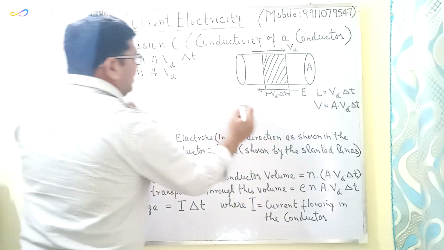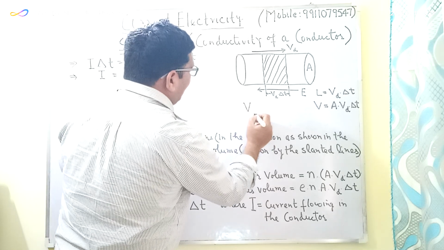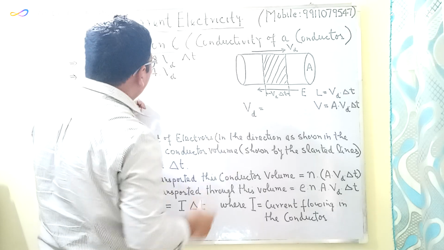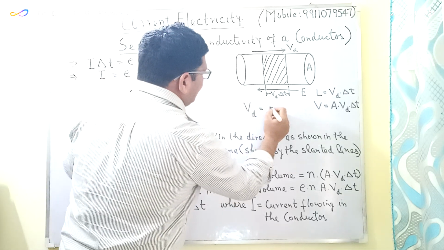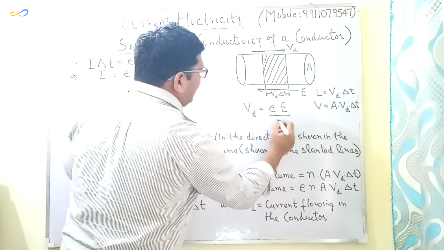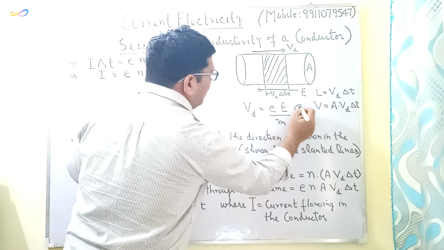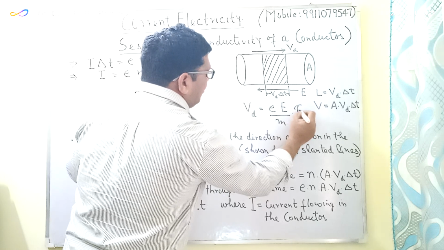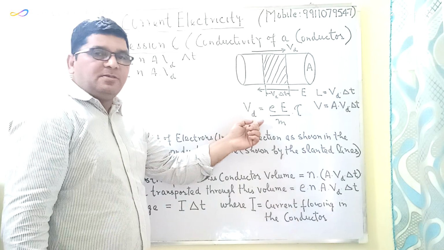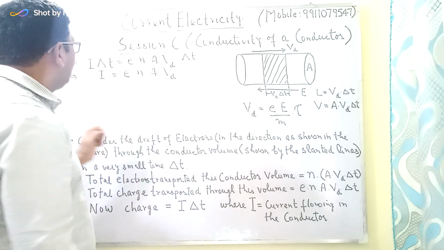We also know that the drift velocity of the electron, as we have studied in the previous session, session number 5, was equal to eE upon m tau, where e is the charge of the electron, capital E is the intensity of the electric field, m is the mass of the electron, and tau is the relaxation time. So this is the value of the drift velocity. We can also substitute this value in this equation.